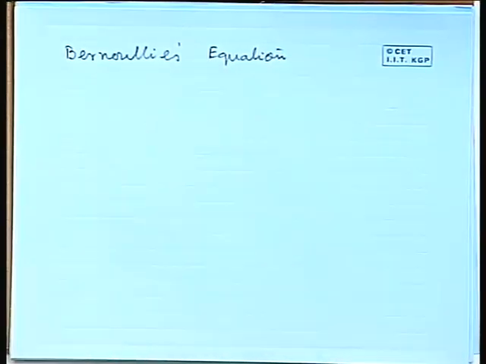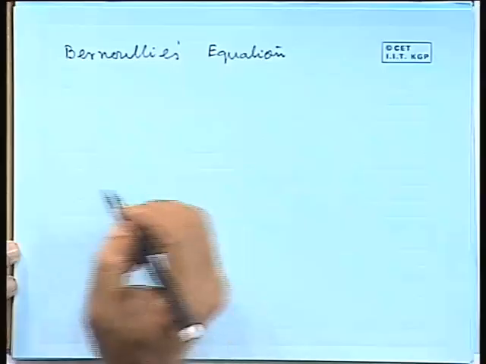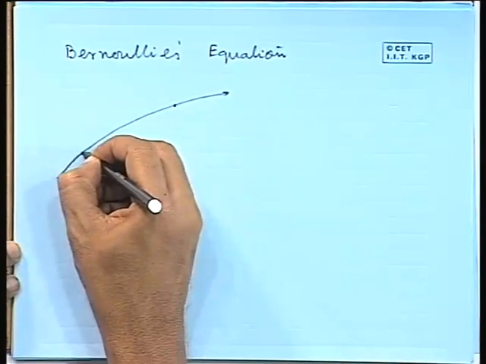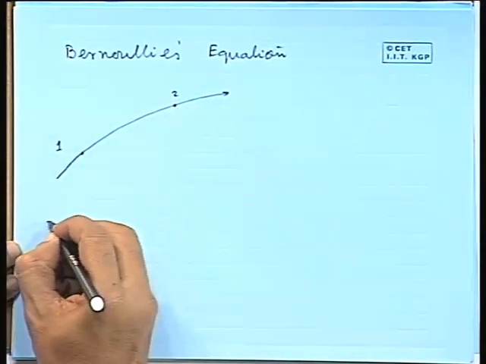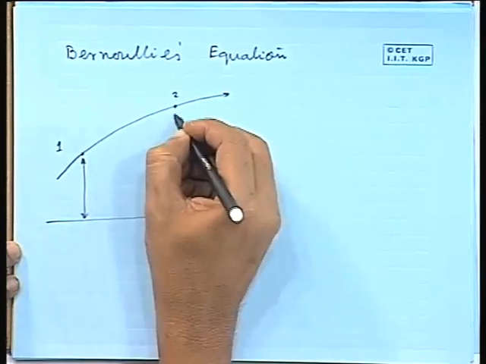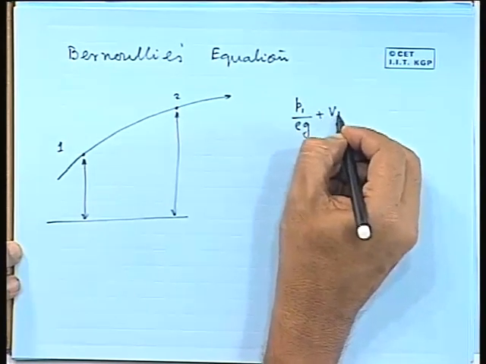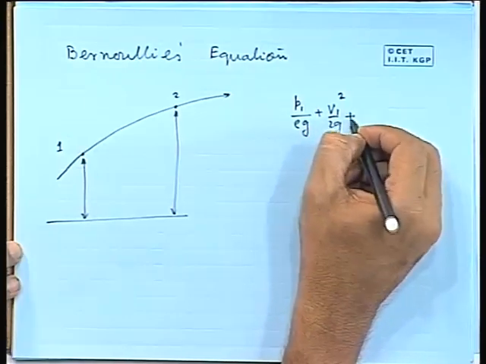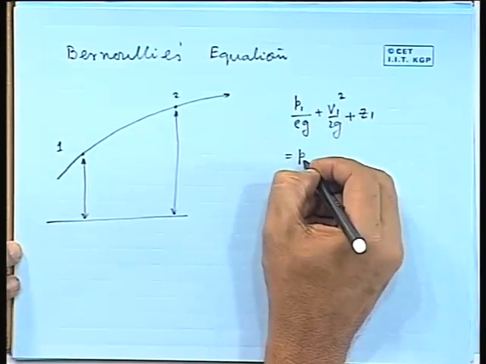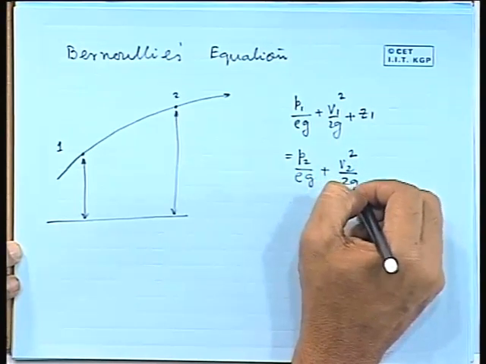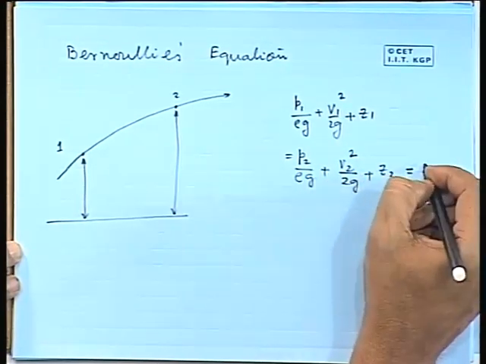Bernoulli equation actually comes from the momentum equation, which one can derive, but we are not interested in that. I will just write the final form of the Bernoulli equation. Let us say there is a streamline, and on this streamline we have two points, point 1 and point 2. So, we will have the Bernoulli equation in this form: P1 by rho g plus V1 square by 2g plus Z1 is equal to P2 by rho g plus V2 square by 2g plus Z2, that is equal to constant.